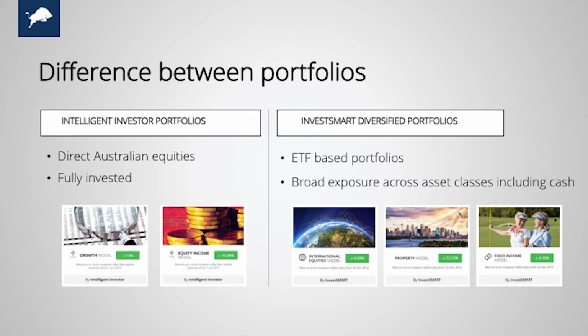With the InvestSMART diversified portfolios, we're using exchange-traded funds to invest across a broad exposure of asset classes, including cash, to give you a broad mix of investments depending on your specific risk appetite and which portfolio you've decided to invest in. The difference between, say, a conservative and a growth portfolio is just how much of one ETF you'll have compared to the other. Say you might, in a growth portfolio, have more Australian equities than you will have, say, bonds and fixed interests.